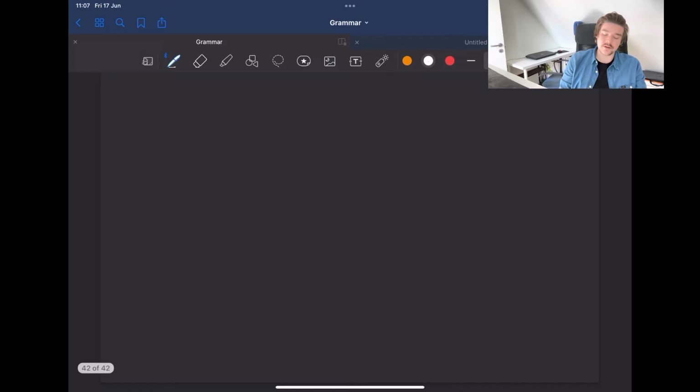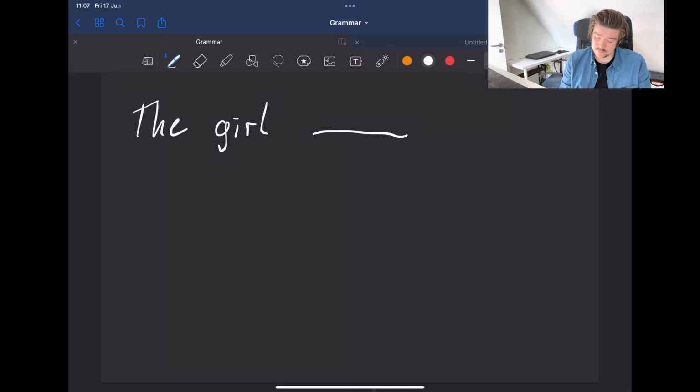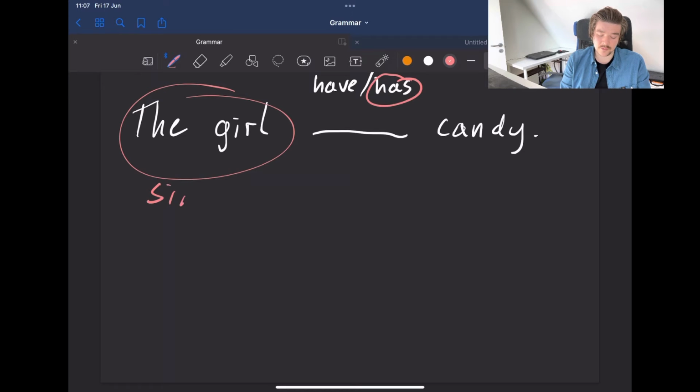Okay, I think I'll just jump to some examples here, because that is typically the easiest way of learning stuff, is just to do them. Now, let's say we have the girl either have or has candy. Which is correct? Has is correct, because the girl is singular.